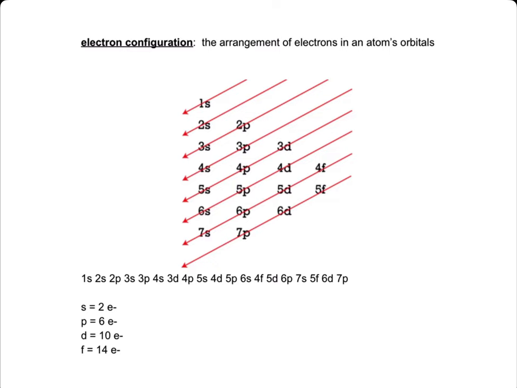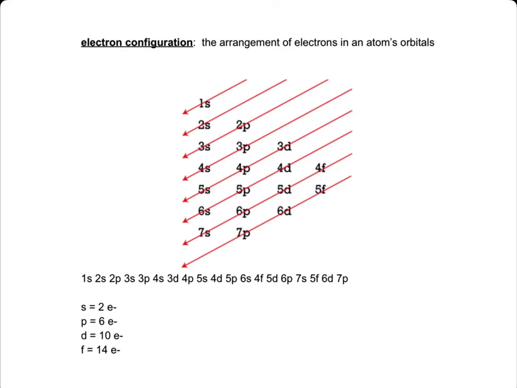We're going to be talking about the electron configuration of the main group elements. The electron configuration is the arrangement of electrons in an atom's orbitals, and this arrangement is based on an energy-efficient filling up order. This diagram is the Aufbau principle, and this can help us remember this filling up order.